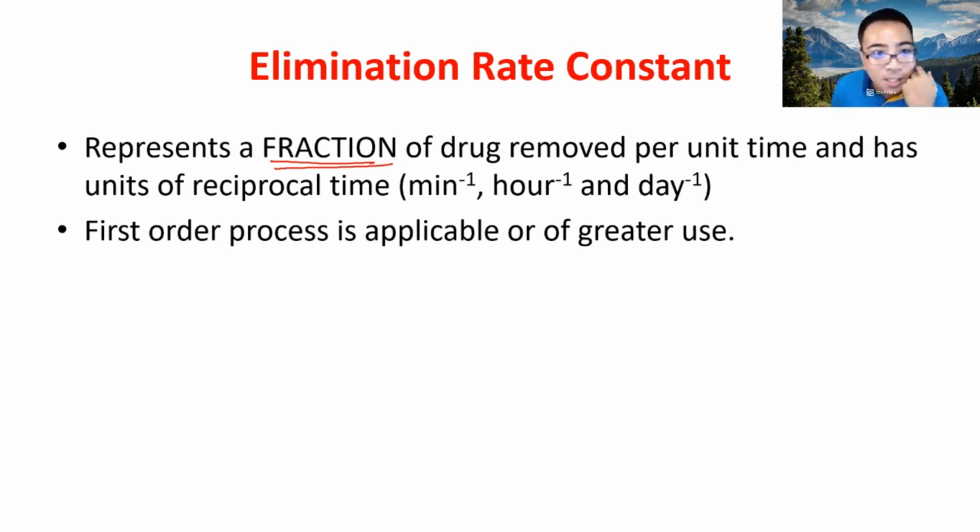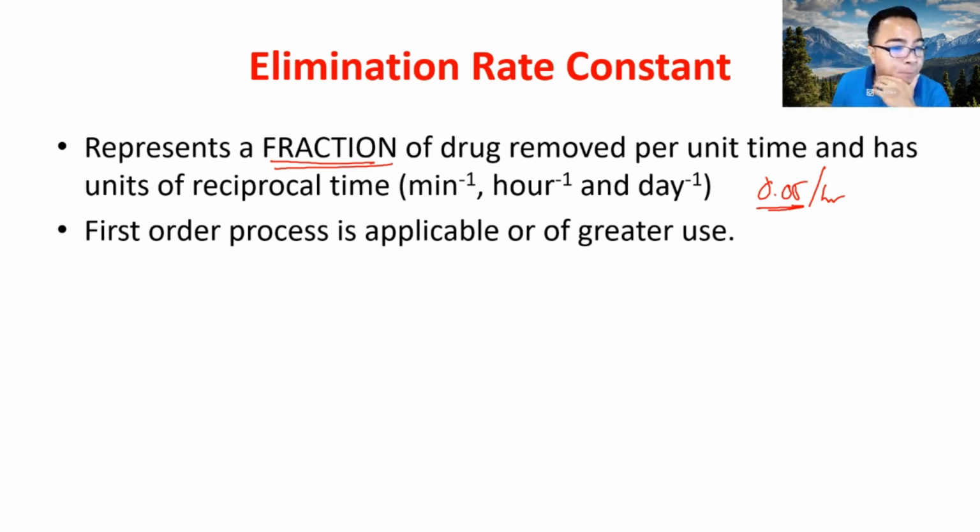Kaya, class, you'll notice, ang unit ng elimination rate constant natin is like 0.05 per hour. Notice, wala ditong milligrams per hour, mL per hour. Walang ganon, kasi what we're given here is a fraction of the drug that is eliminated with respect to time. So pag sinabi natin 0.05 per hour, it means 5% of the drug is eliminated every hour. It just represents a fraction of the drug being removed. It's not an exact unit, kumbaga. So it just tells us this fraction of the drug is being eliminated in a given time.